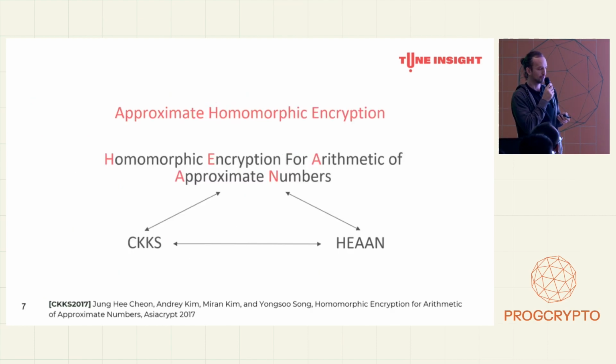So now we can see what is approximate homomorphic encryption. These are all the names that have been given to this scheme: homomorphic encryption for approximate arithmetic, RIAN, or CKKS, but they all refer to the same scheme.